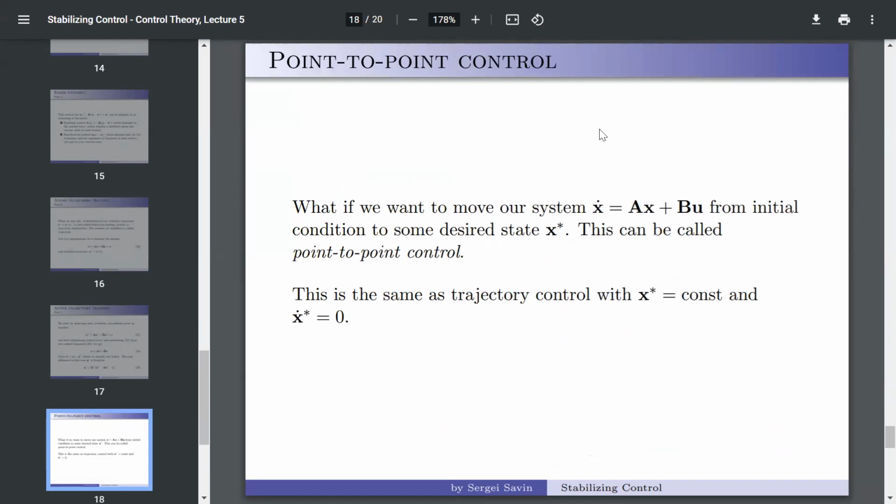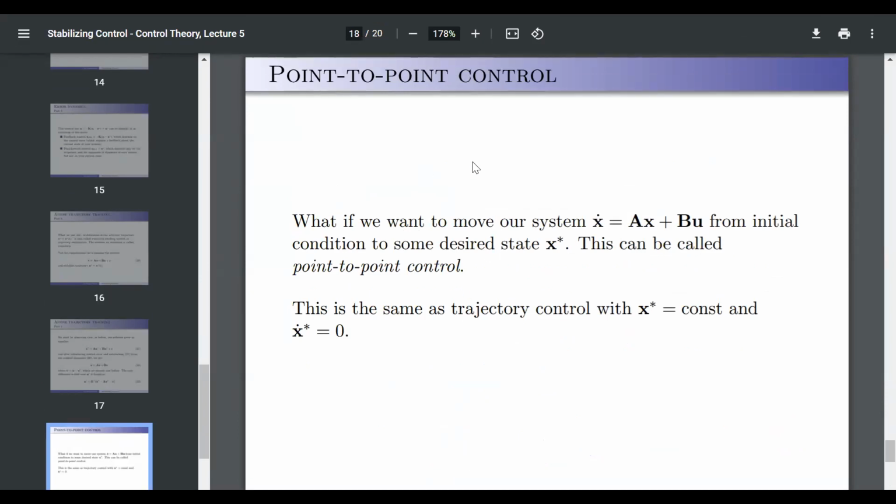Now, sometimes we also have this interesting different thing, which is called point-to-point control. And that is when instead of a solution, what we get is just X star. We say, please go to this X star. You can think of it as more, how should I put it, it's easy to understand, I guess.